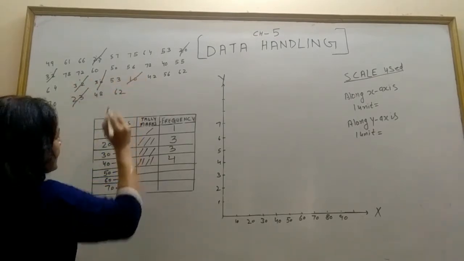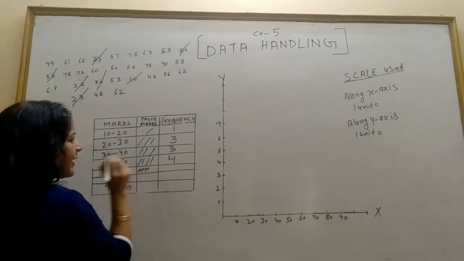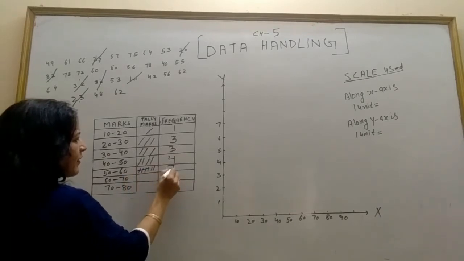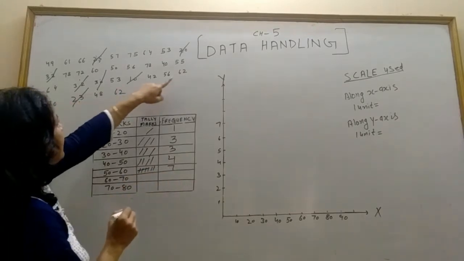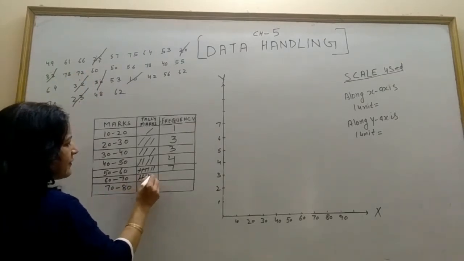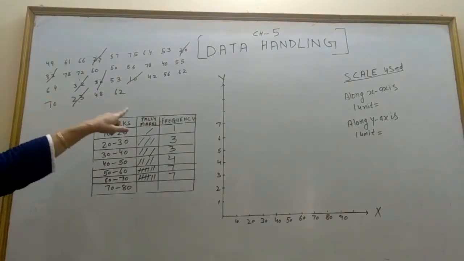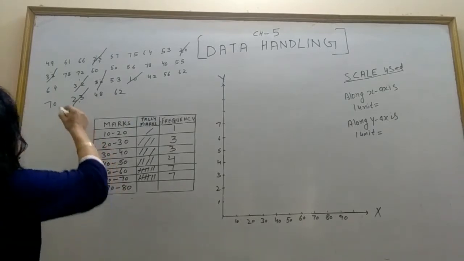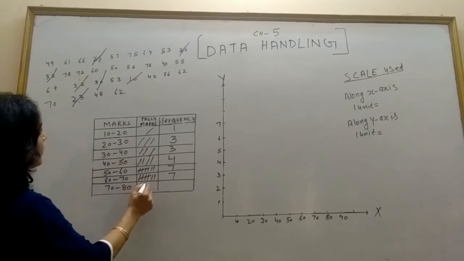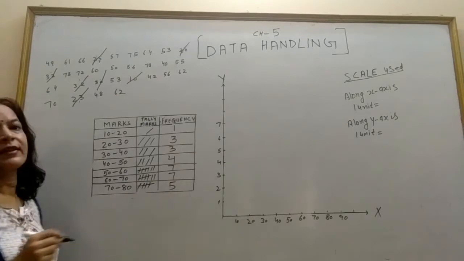Then 50 to 60: 1, 2, 3, 4, then write 5 by a slanting line cut, 5, 6, 7. 7 observations. Again 60 to 70: 1, 2, 3, 4, 5, 6, 7 observations are there. 70 to 80. How many observations are there? 1, 2, 3, 4, 5 observations are there.